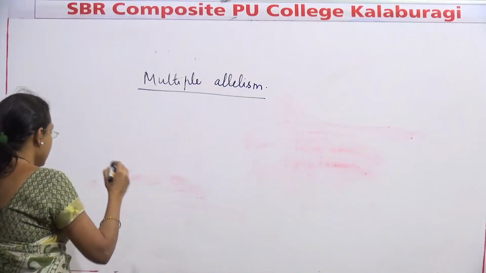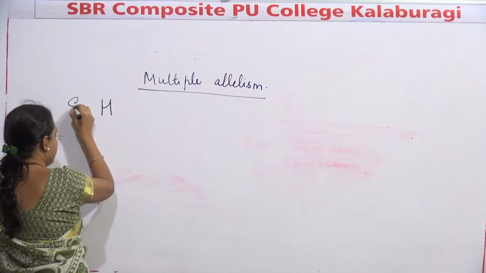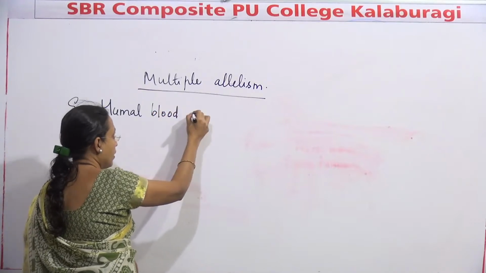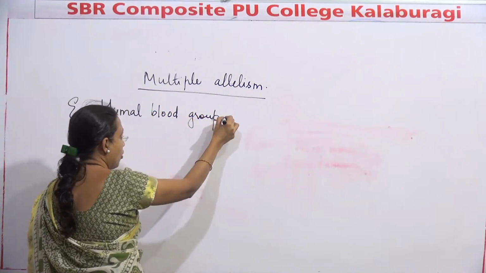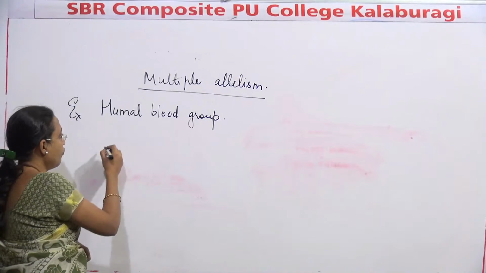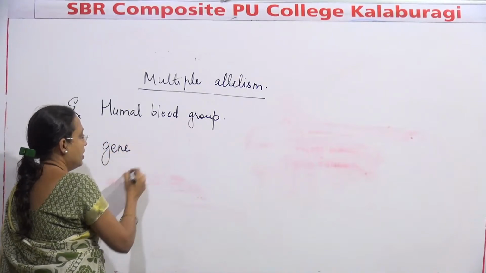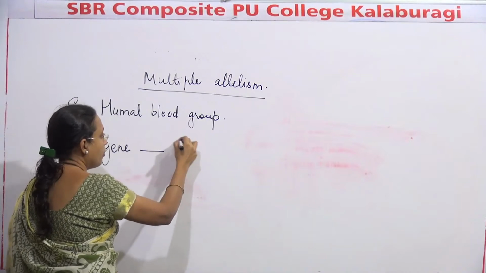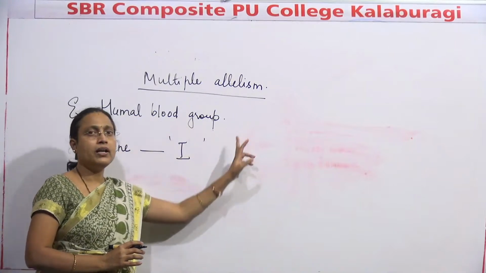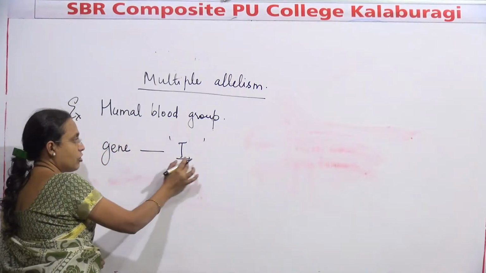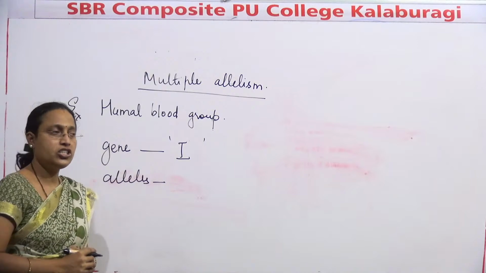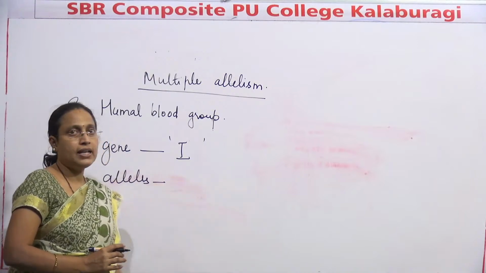For example, the best example of multiple allelism is the human blood group. So here, the gene for the human blood group is given by the letter I. So I stands for the gene for the human blood group. Now what are the alleles of this particular gene? There are three types of alleles of this gene.